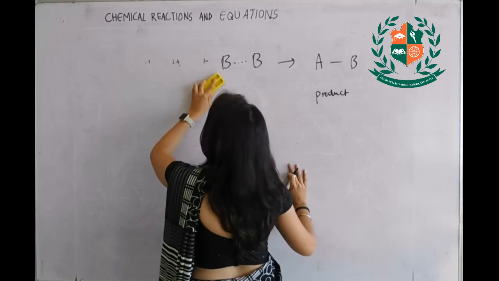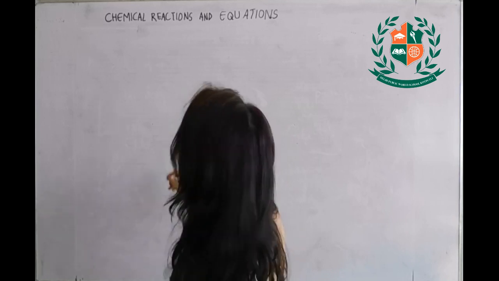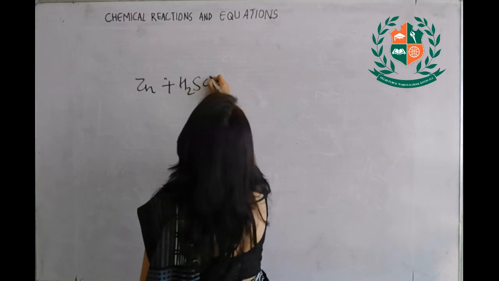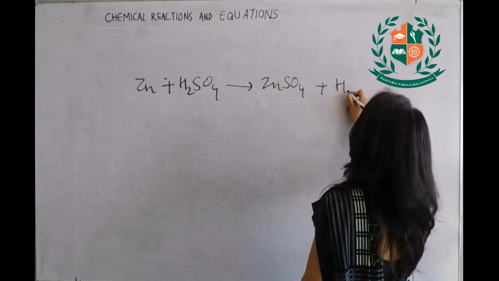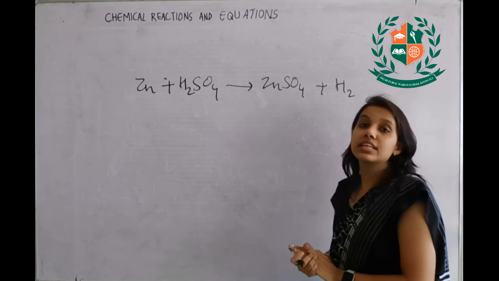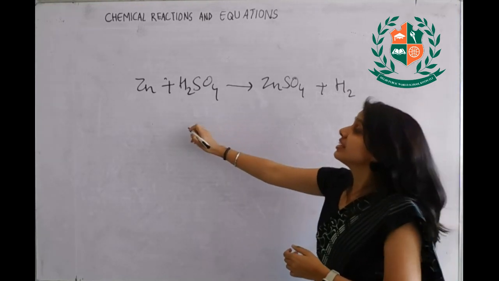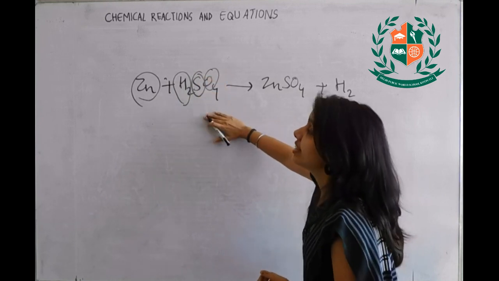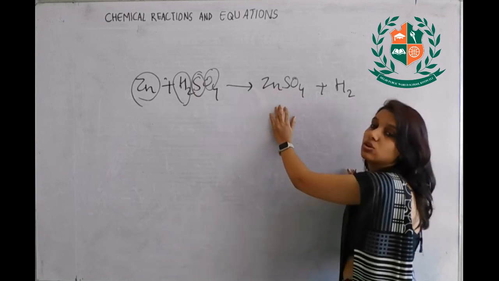After that, we have two types of chemical reactions. One is balanced and another is unbalanced. A balanced one would be, for example, zinc plus H2SO4 gives zinc sulfate plus hydrogen gas evolved. What tells you whether a chemical reaction is balanced or not is whether the number of atoms of each type of element on the left hand side is equal to the number of atoms of each element on the right hand side.